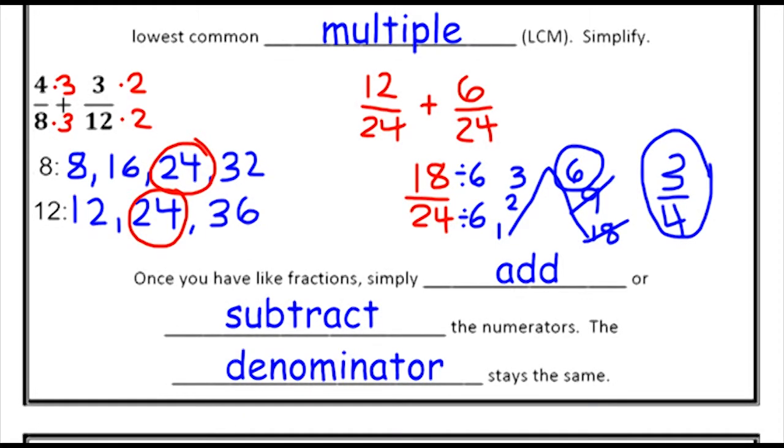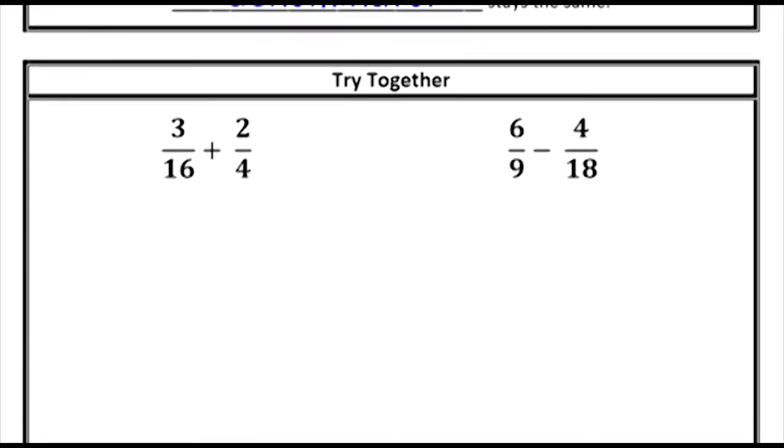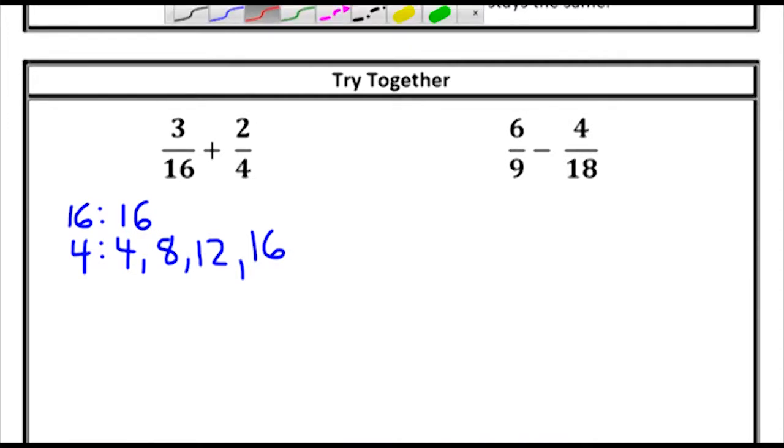Let's try a couple problems together. Write out your common multiples. Do this by listing out multiples. 4 times 1 is 4. 4 times 2 is 8. 4 times 3 is 12. 4 times 4 is 16. Now I'm going to stop right there because I see that 16 and 16 are in both lists. That is my common denominator.